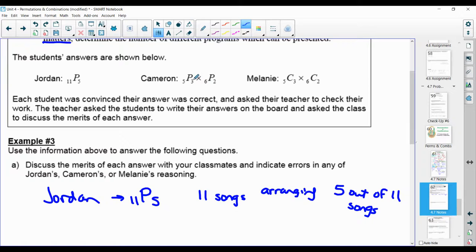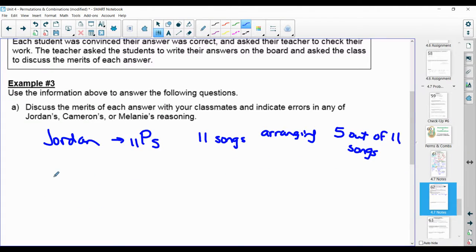He's also used permutations, so that means he's assuming that order matters. So if we write out what he's got there, Cameron has 5 pick 3 times 6 pick 2. So he's definitely considered the order mattering. He's considered the 3 separate pop songs and the 2 separate classical songs. But this can also be written out in fundamental counting principle.